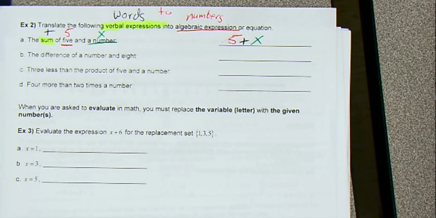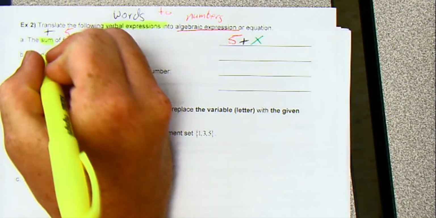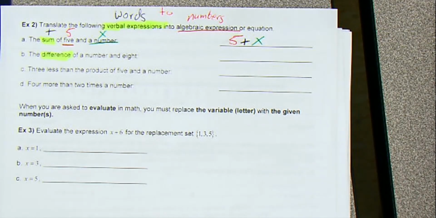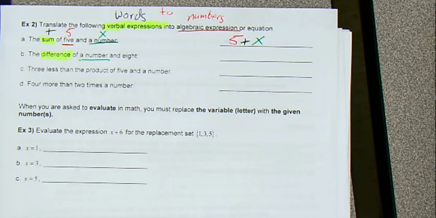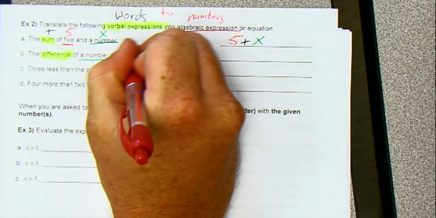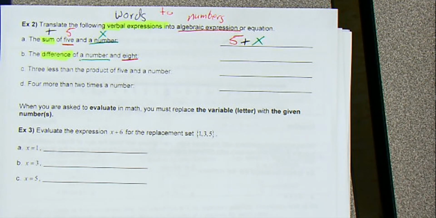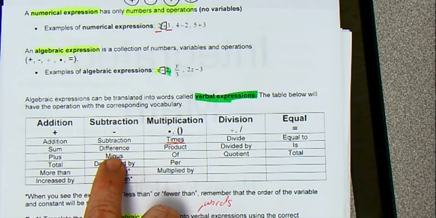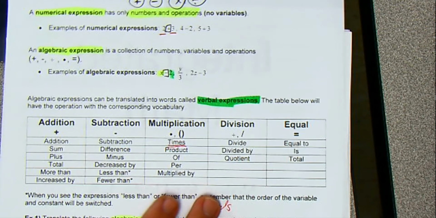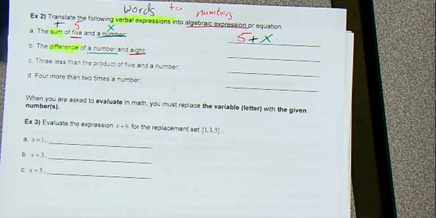So let's look at the next one. I'm going to highlight where it says difference because that is our operation. I'm going to underline in green where it says a number because that means we're going to be using a variable. And then I'm going to underline in red our constant, which in this case says 8. So if we do not know what difference means, we go back to our handy chart. On our chart, we look for the word difference. Oh, I see it. It is right there. It means subtraction.